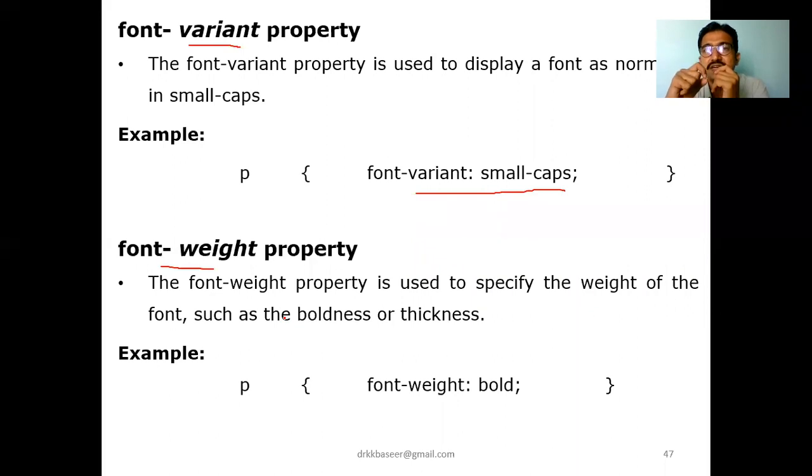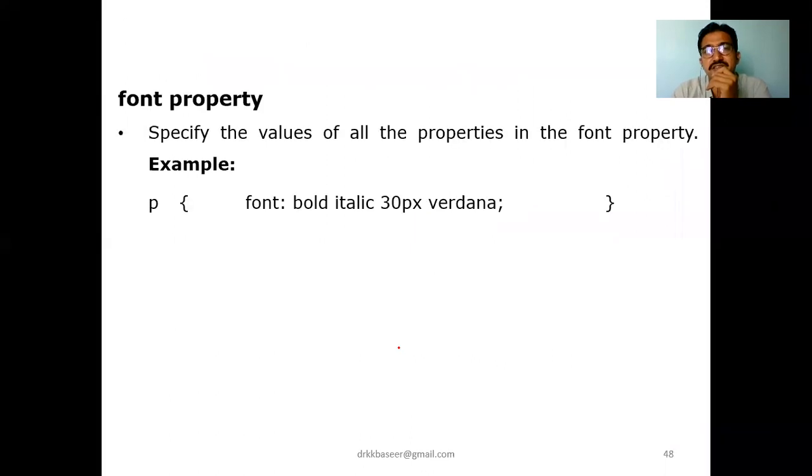But font size will decide the size. The size will increase, but with weight the font size will be the same. The weight shows whether it is bold or thick or italic style, how it looks. So that is the font weight property. Font weight talks about the boldness as well as thickness. For example, font-weight colon bold. It specifies the weight of the font, how much boldness and thickness is required.